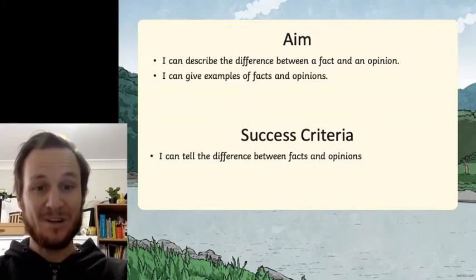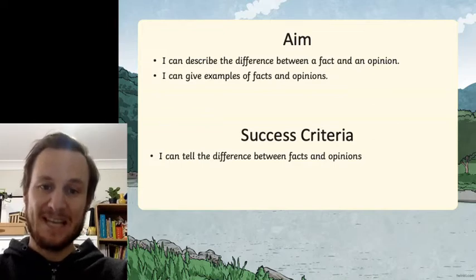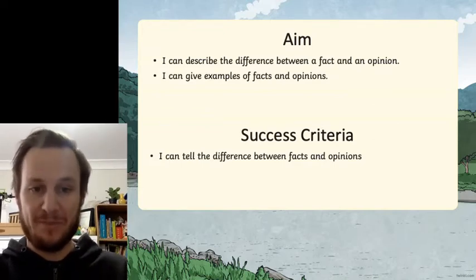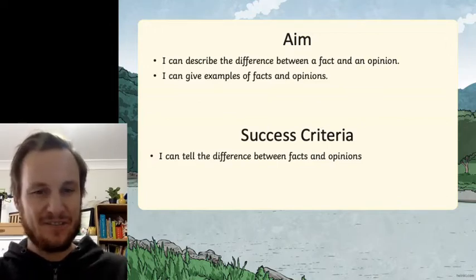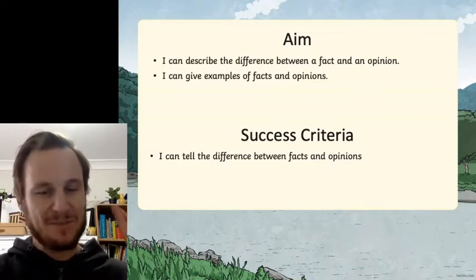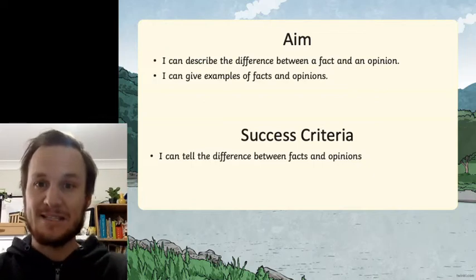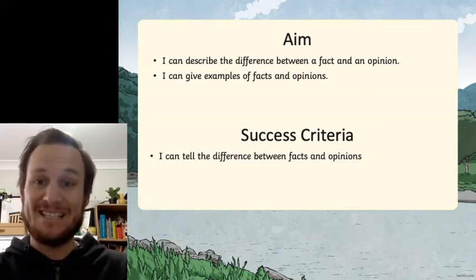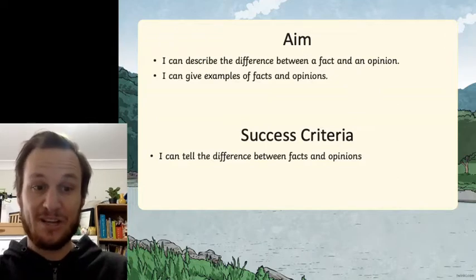Okay, so today the aim is, can you describe the difference between what is a fact and what is an opinion? And can you give examples of facts and opinions? So can you give me an example? What would be a fact and what would be your opinion? And I need you to be able to tell the difference between them, because sometimes it's very difficult. The easy ones like kangaroos are native to Australia are quite easy, but there are some that are a little bit trickier. So we're going to go through some of those.